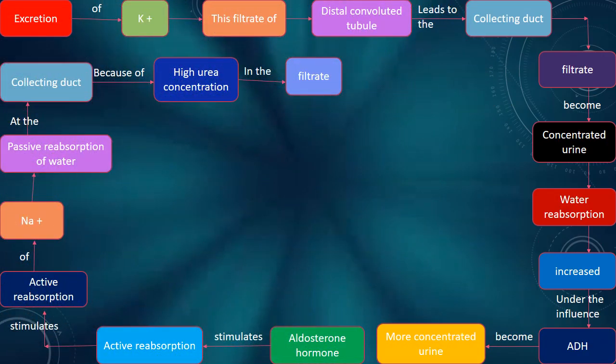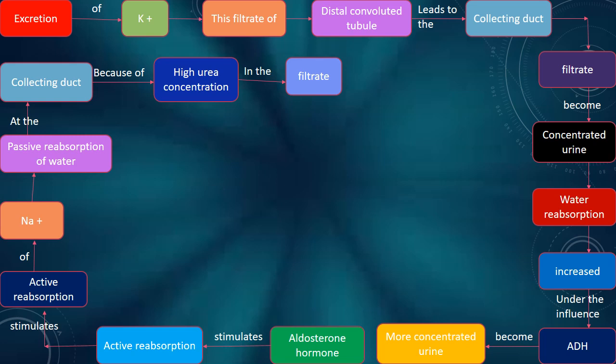Excretion of K+. The filtrate of the distal convoluted tubule leads to the collecting duct. The filtrate becomes concentrated urine. Water reabsorption increases under the influence of ADH, making more concentrated urine. Aldosterone hormone stimulates the active reabsorption of Na+.